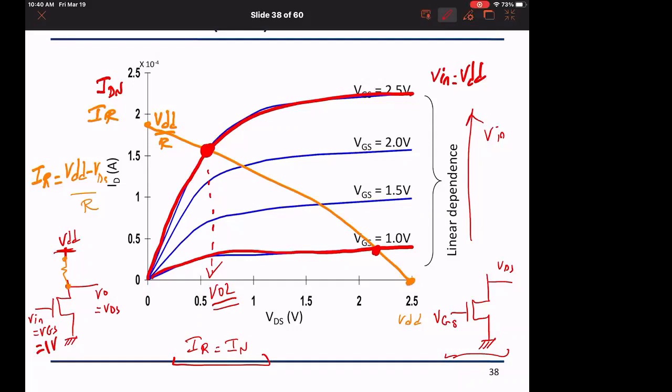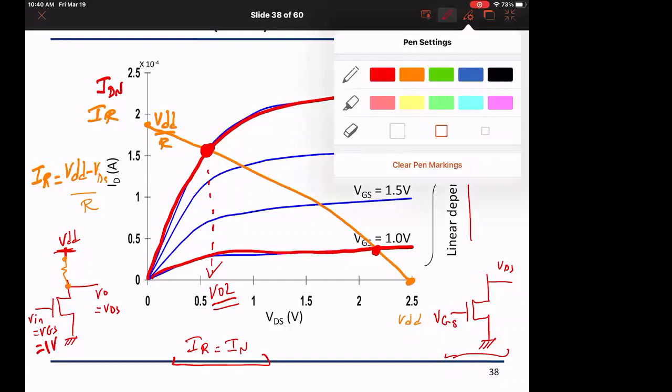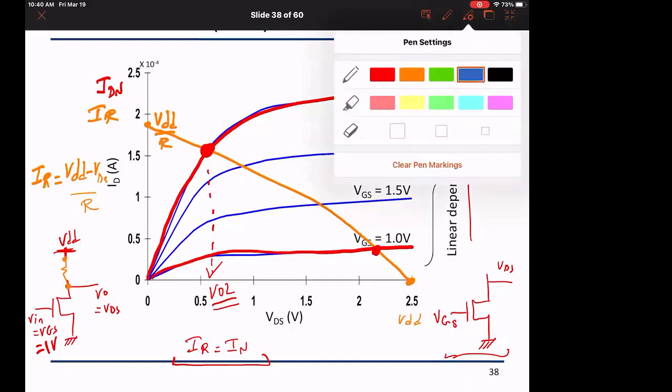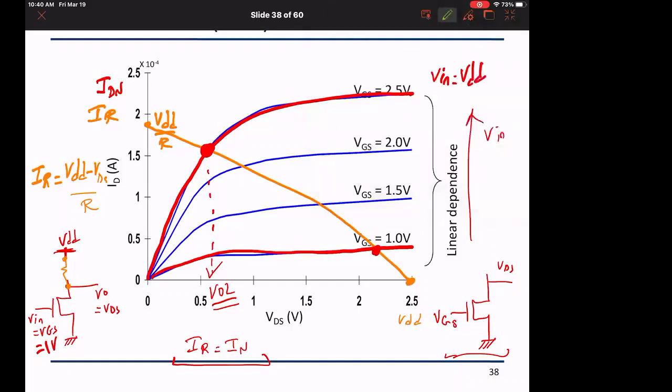Now why would I benefit from such a graph? I benefit from such a graph because I know, what if I have another resistor, and this other resistor, what if the resistor R increases? Then what happens to this point, VDD over R?